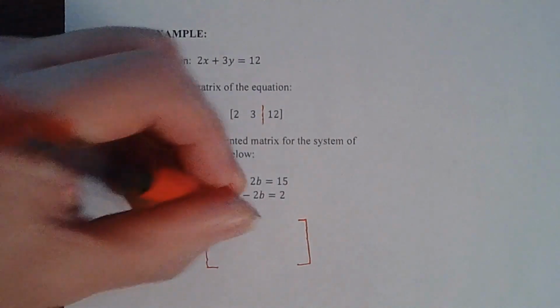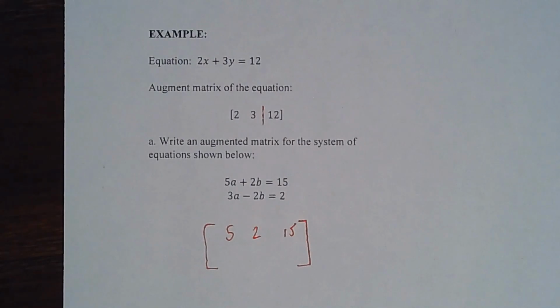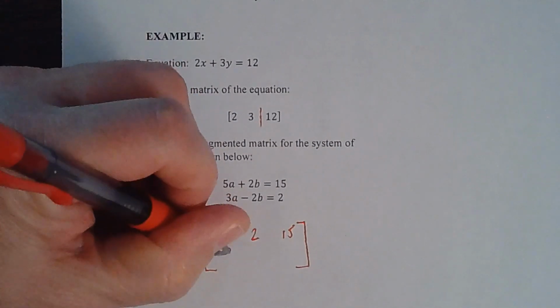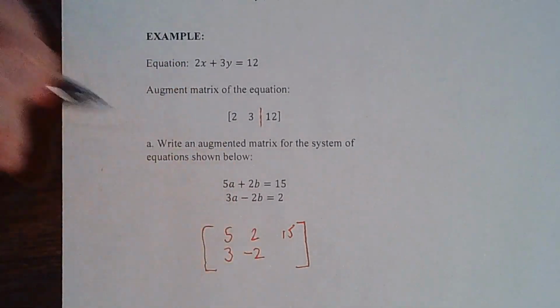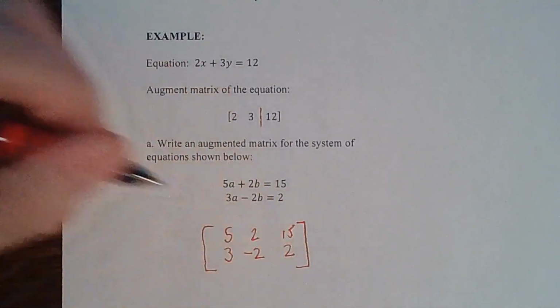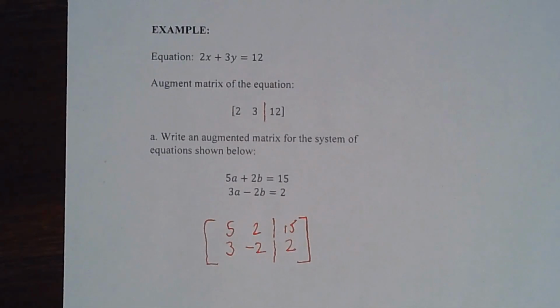So from the top equation, we'll just borrow the coefficients, the 5 and the 2, and the constant, the 15, and write them out like so. And then the bottom equation, I put a 3. Now notice I'm going to put a minus 2 because this is 3a minus 2b, and then the constant 2. And again, there'll be a line to the left of the constant.